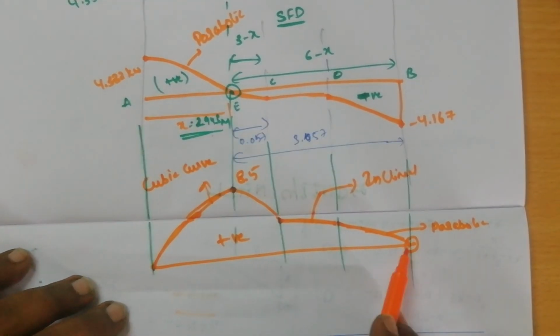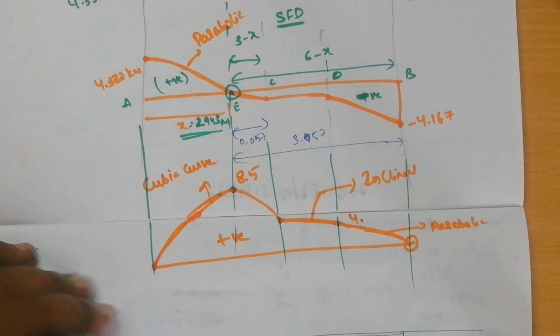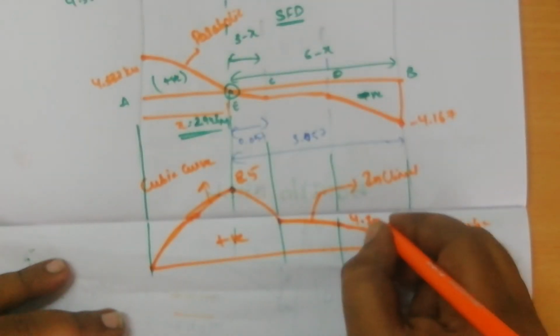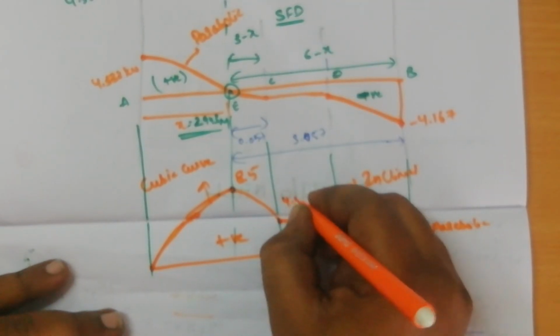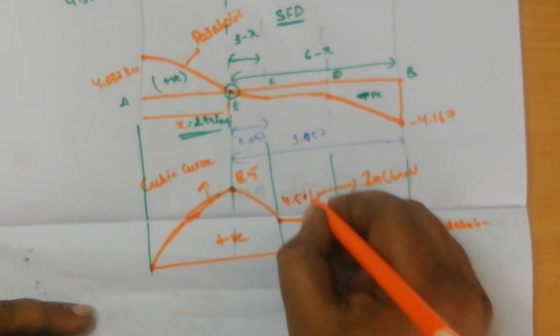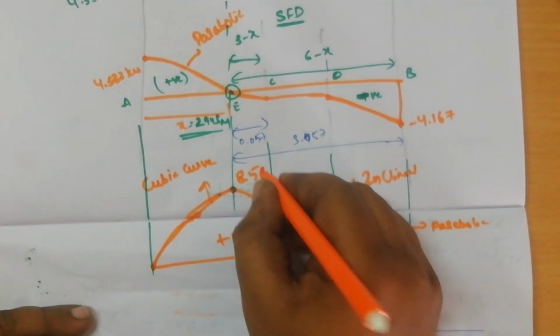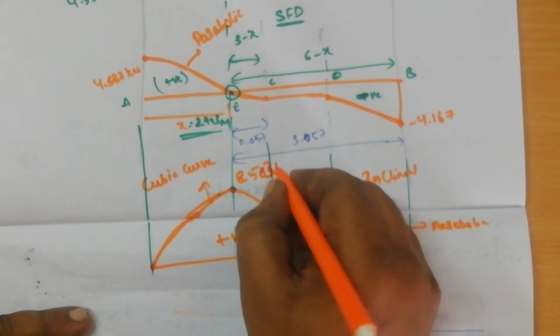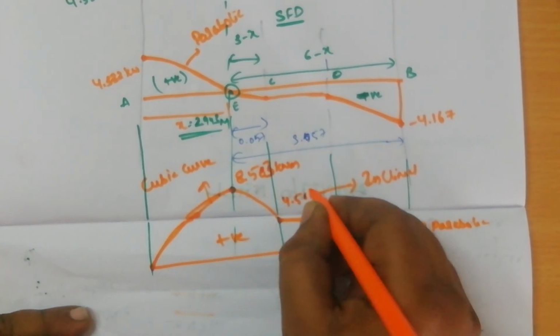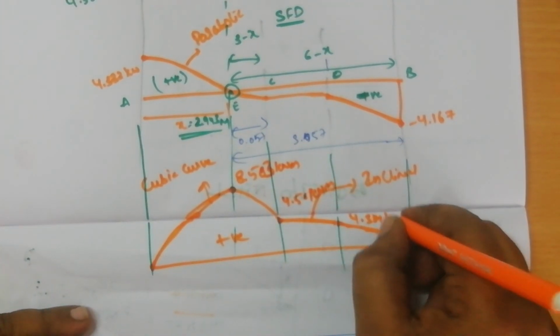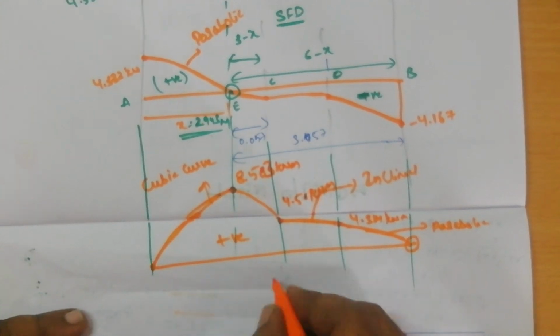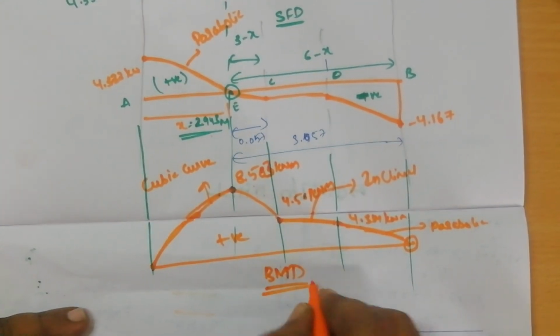So I am clear with this. This is 4.334. This is 4.501. This is 8.503 kilonewton meter. You should write these values also if possible. So this is your positive bending moment diagram.